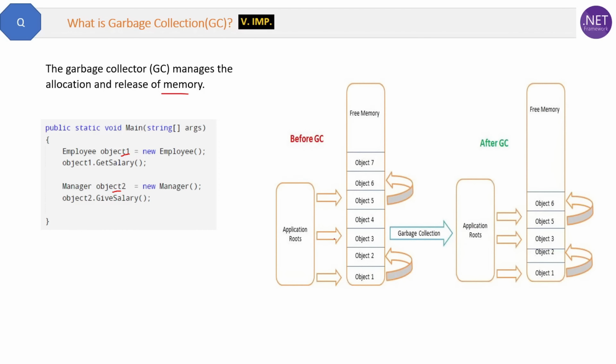Here is the diagram. There are so many objects, Object 1, 2, 3 up to 7, present in memory, so there is little free memory space before garbage collection runs. Until now the garbage collector has not run. When garbage collection runs, all the unused objects are released and the free memory increases, which is good for performance. So all the objects we create in our application are disposed by the garbage collector automatically. That is garbage collection.